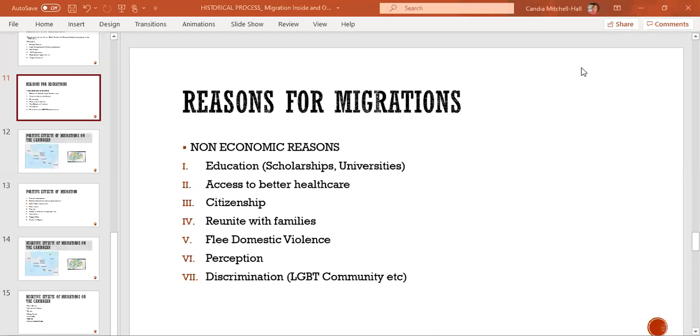These are stories that migration scholars would have documented. People would have shared their real life experiences that, listen, I leave and I leave my children, I leave all of these different stuff, and I just leave because I could not deal with the abuse. Another reason why people migrate is perception.